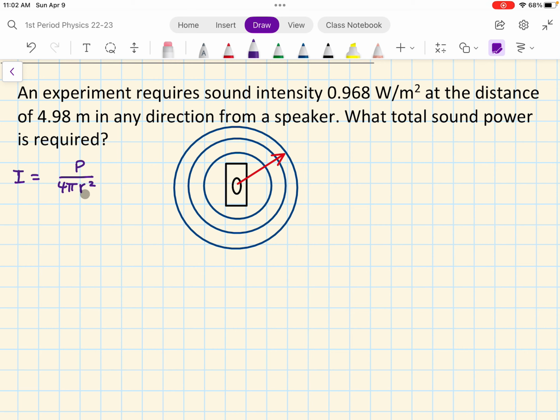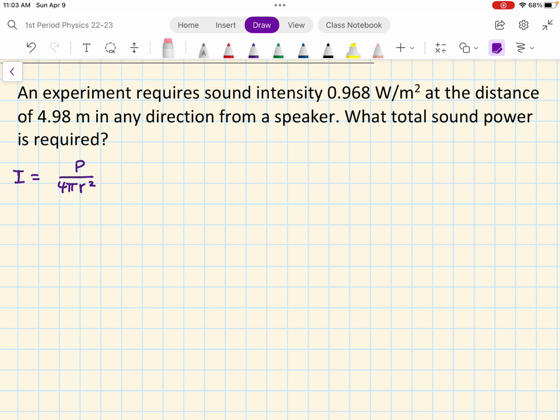I want you to see that the radius is part of the denominator, meaning that when we increase the radius, we're going to get farther away from the sound source, so the intensity goes down. As we get closer to the speaker, we make this radius smaller, and the intensity goes up. That is your normal experience. The closer you are to a speaker, the louder the sound intensity is. Okay, that being said, now let's actually solve the problem.